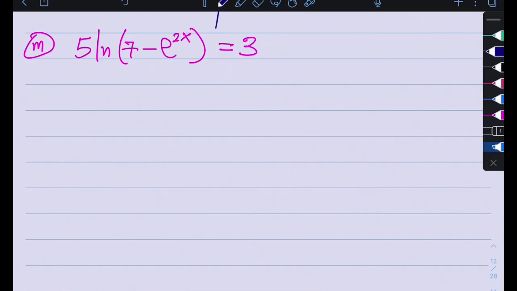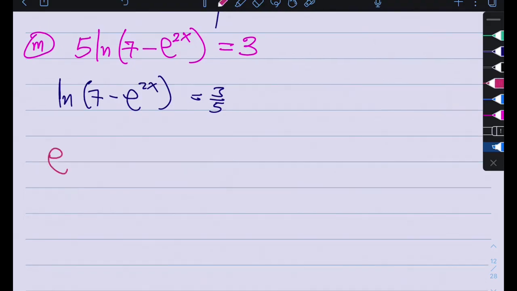Now, how about this particular one? I think it is the last one we are solving for today. So in this particular problem, what I want you to do is to divide both sides by 5, because when you do that, ln stands alone, and when ln stands alone, it is a good thing. Okay, so we have ln(7 - e^(2x)) = 3/5. Now I want you to take e, let e become the base, carry everything there.